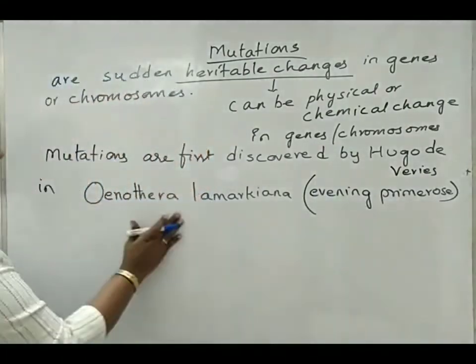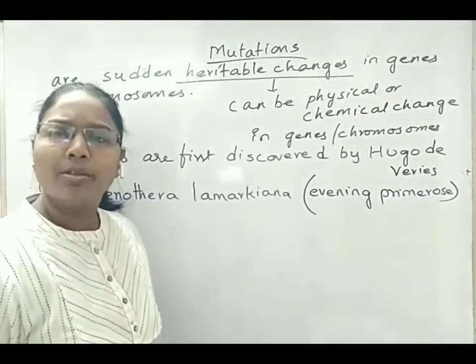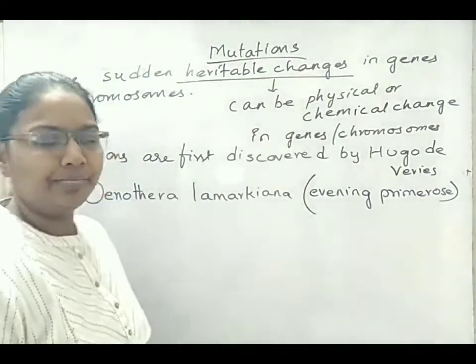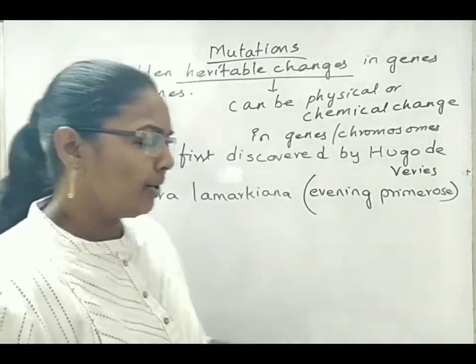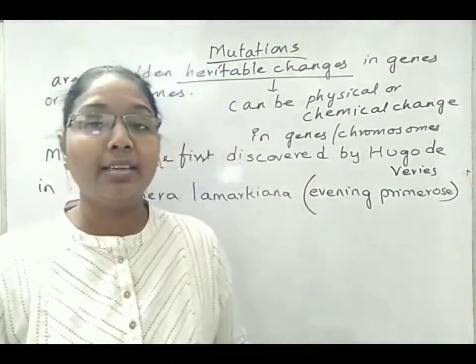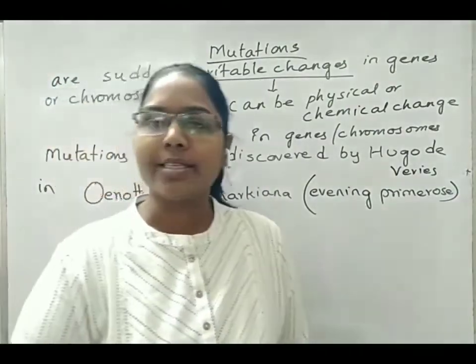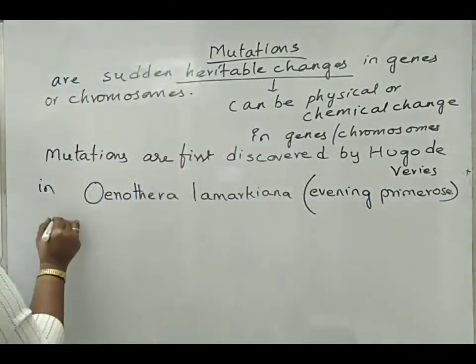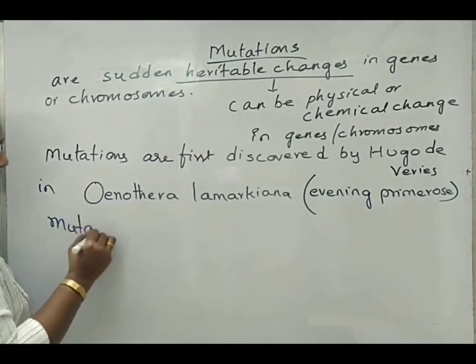Now, what is the chance of mutation naturally in a cell? Naturally, mutation can happen only in one cell out of 10 lakh million cells. That we can write with a term, that is mutation frequency.